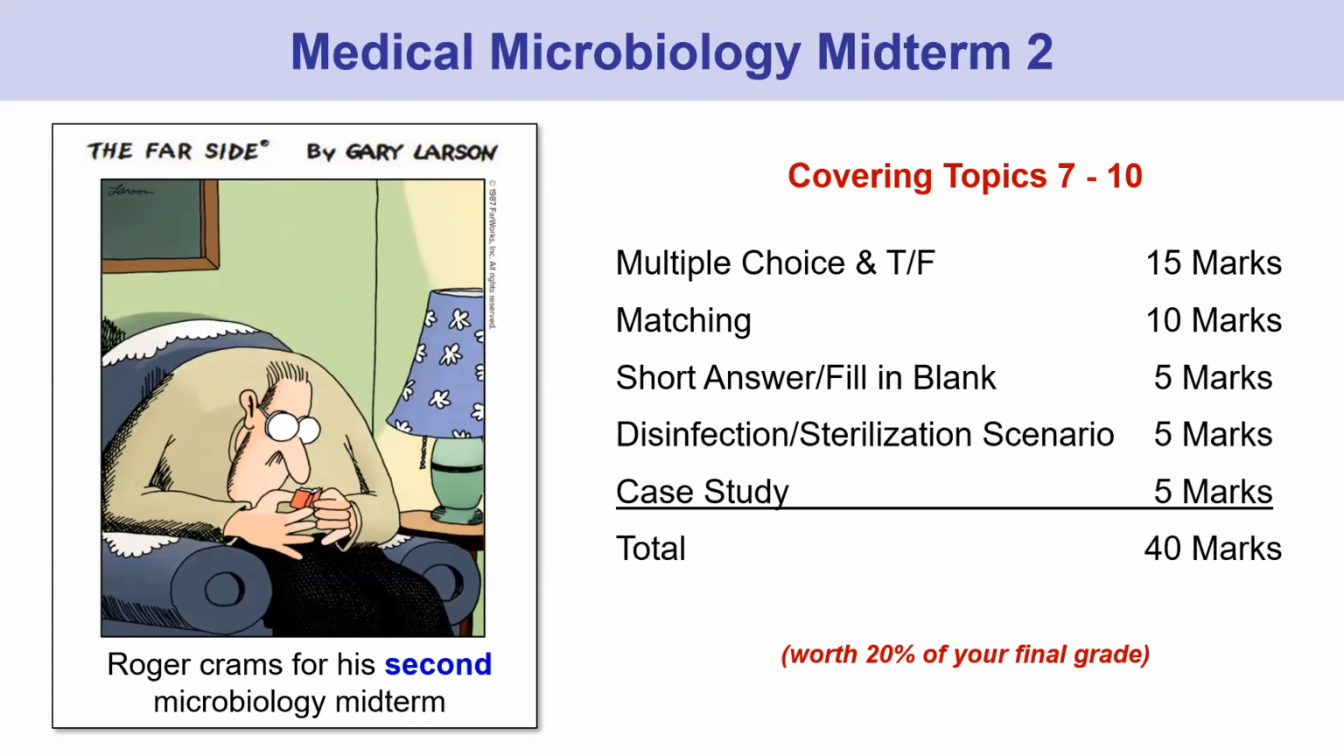For topics 7 to 10, this is going to be the format. There's going to be some multiple choice and true false. There are going to be 10 marks for matching. There's going to be some short answer and fill in the blank, and I'll show you some sample questions of all of these types through the slides here. I'm going to have one scenario involving disinfection and sterilization.